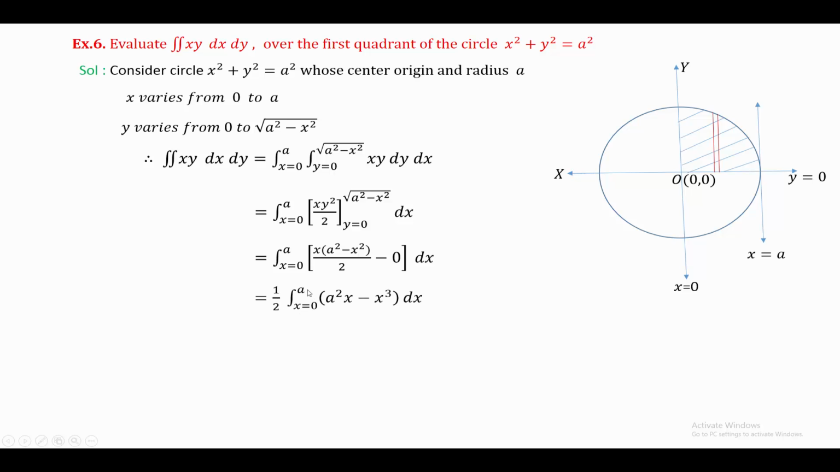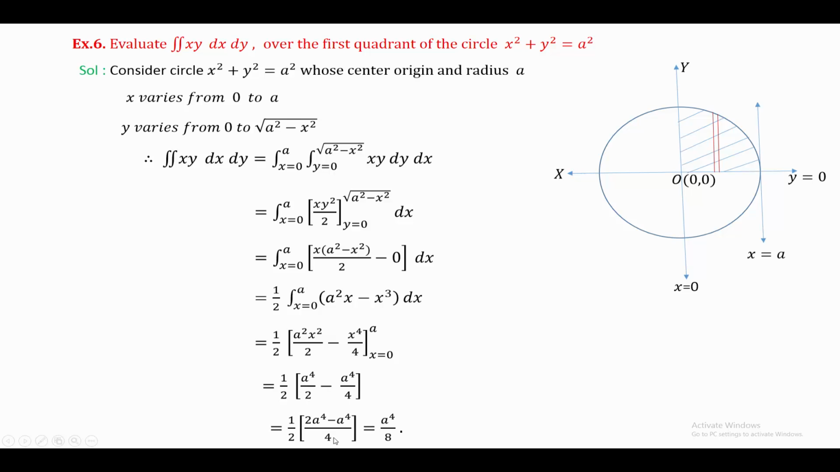Equal to 1/2, constant out of the integration. Integration x varies from 0 to a. This first term is a square x minus of x into x square is x cube dx, is equal to 1/2. In first integration a square constant, integration of x is x square by 2 minus of integration of x cube is x raised to 4 upon 4. X varies from 0 to a. Now first put upper limit. So 1/2 inside the bracket. First put the value of x as a. So a square into a square, a raised to 4 upon 2 minus of a raised to 4 upon 4. Now minus of put value of x as lower limit 0. So 0 minus 0, is equal to 1/2.